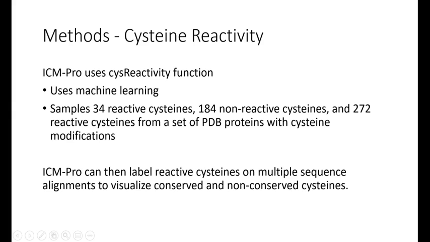After the reactivity of the cysteines has been determined, ICM-Pro can arrange the protein sequences of the kinase genes in a multiple sequence alignment, and the reactive cysteines can be highlighted on their respective sequences. This helps visualize which cysteines are conserved and non-conserved.